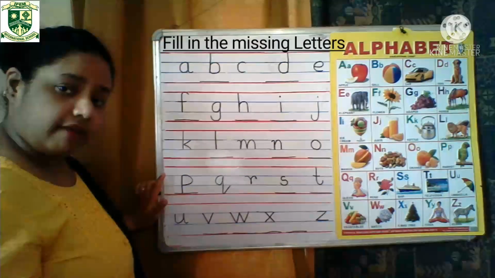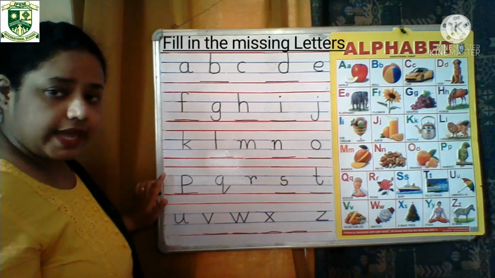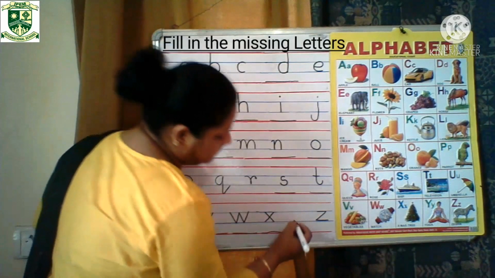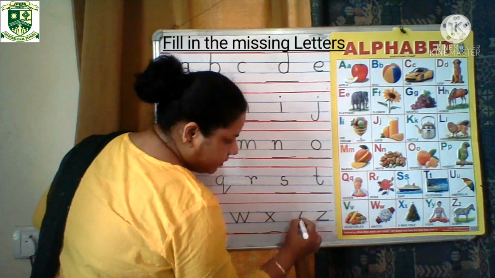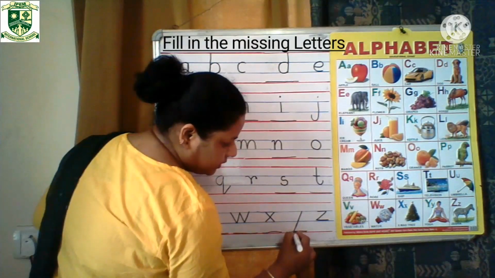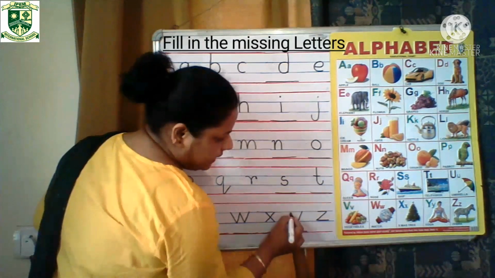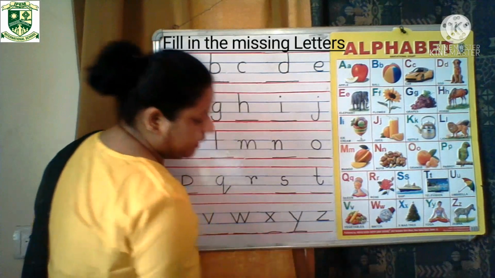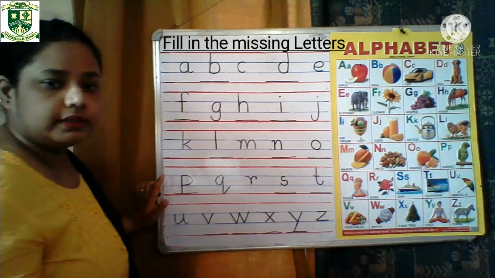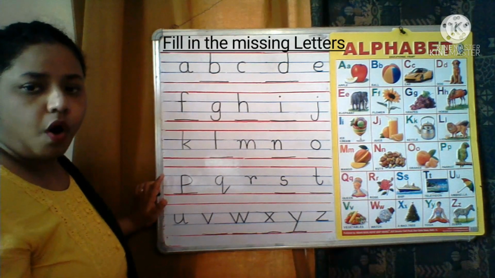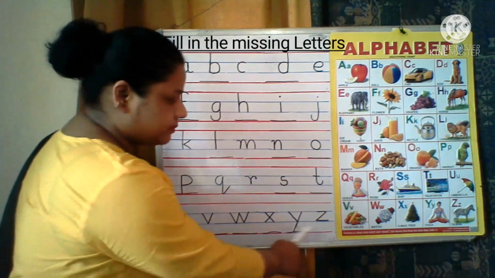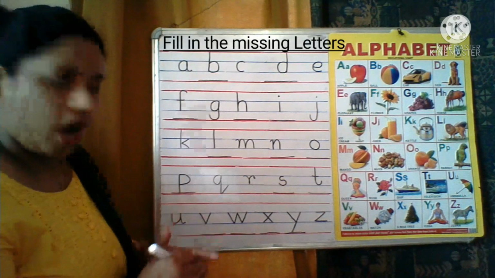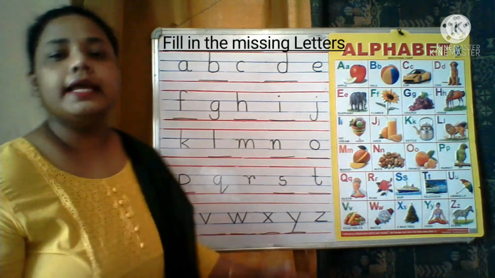Now what is after x? What comes after x? Y. How will we make a small y? One slant line from the first blue line to the second red line and another slant line opposite it from the first blue line to the second blue line. Okay, this is how we'll make small y. And what comes after y? Z. Very good. Now this is how we'll do fill in the missing letters.